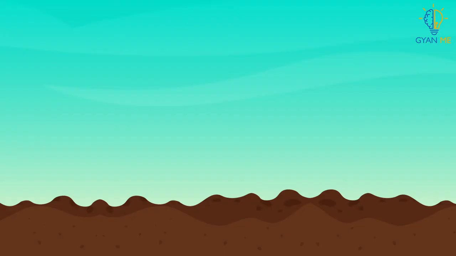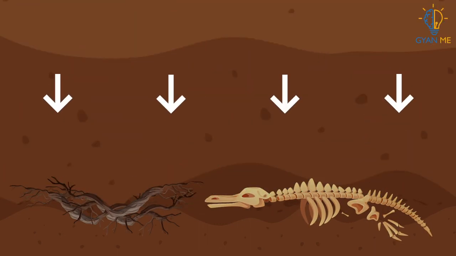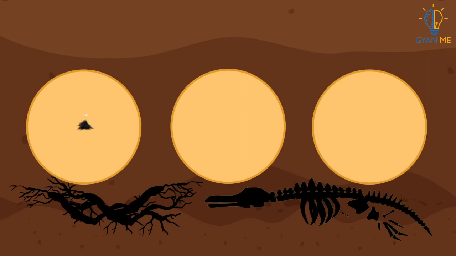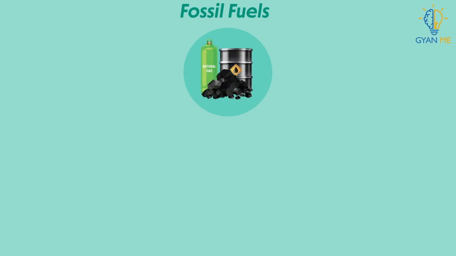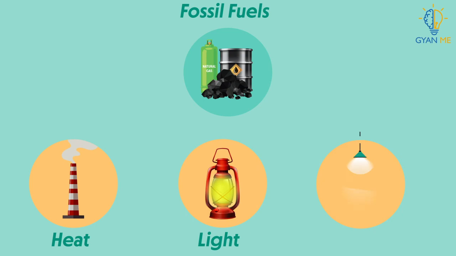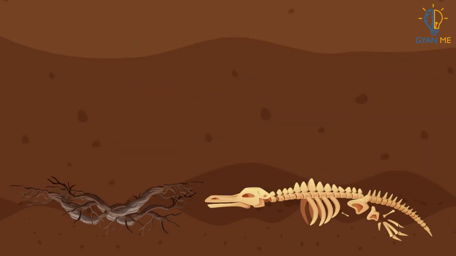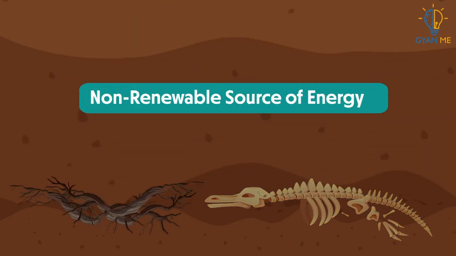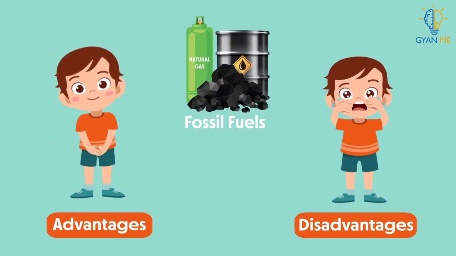So students, we have seen that fossils are formed when dead plants and animals get buried under earth. Due to pressure of Earth's crust, they get converted to coal, crude oil, or natural gas. All of them can be used to generate different forms of energy like heat, light, electricity, etc. and so are called fossil fuels. Since they take millions of years to form, they are non-renewable sources of energy. In the next video, we will see advantages and disadvantages of fossil fuels.